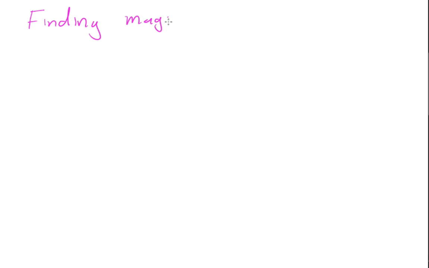Finding magic. Okay. So what was it again? You guys said you remembered. Alpha x, a of x. Okay. All right. So let's rewrite it.